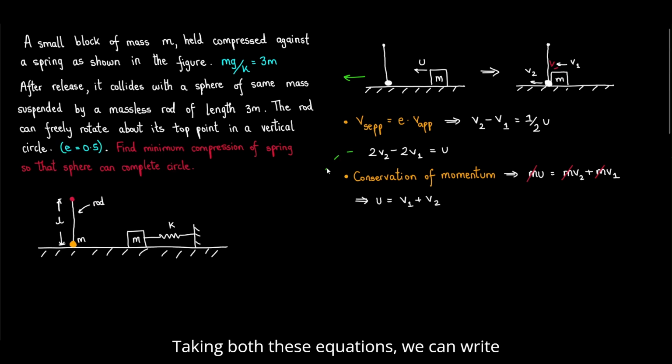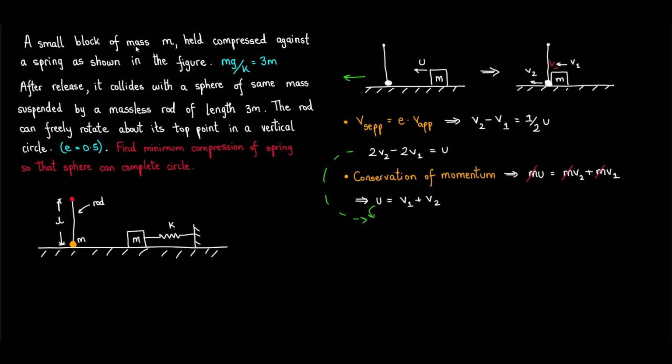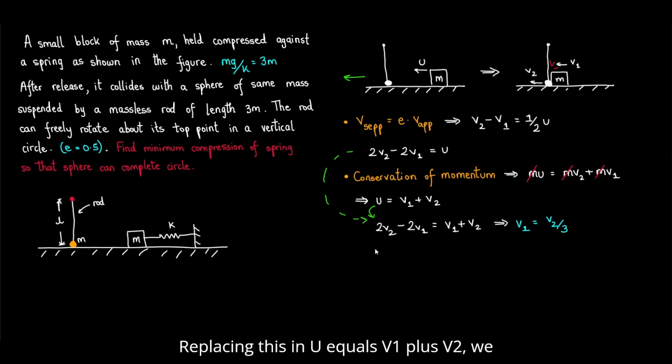Taking both these equations, we can write 2v2 minus 2v1 equals v1 plus v2, which simplifies to give v1 equals v2 by 3. Replacing this in u equals v1 plus v2, we get u equals 4 by 3 v2.